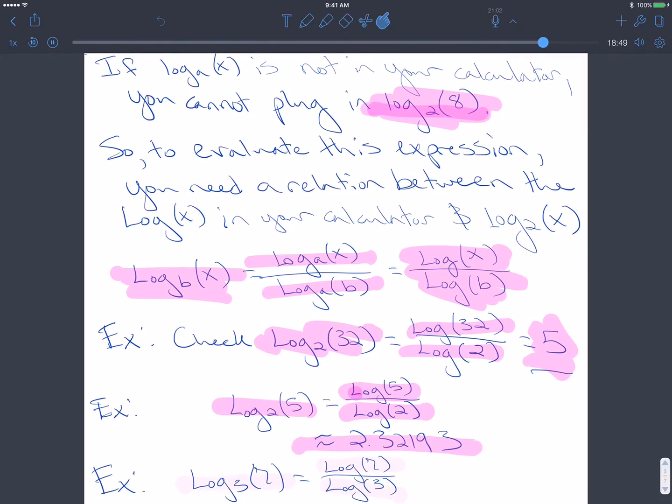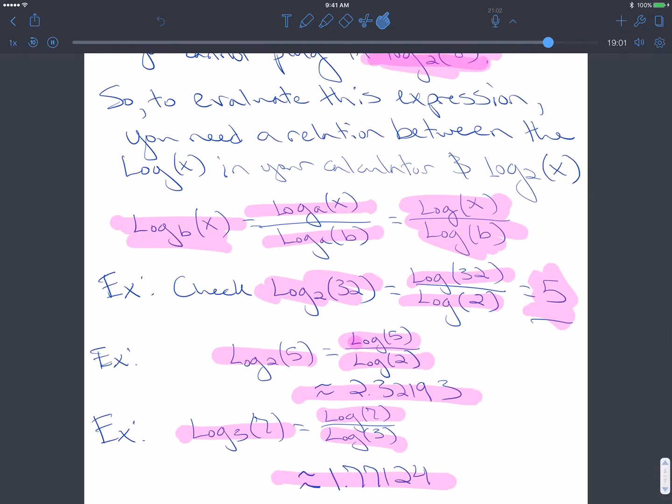So 2 squared is 4, and 2 cubed is 8. 5 is a lot closer to 4 than it is to 8, so this kind of makes sense, right? And then for log base 3 of 7, perhaps, you would have log of 7 over log of 3. That reduces to about 1.77124. Now, 3 to the 1 is 3, and 3 squared is 9. 7 is a little bit less than 9, so that makes sense. 1.77 is a little bit less than 2.